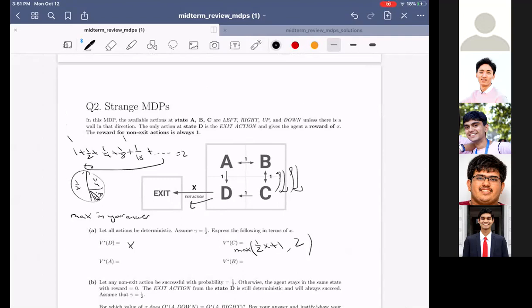And as a side note, in general, you can get the sum for these by doing 1 over 1 minus the ratio. In this case, the ratio is 1/2 because every term is 1/2 times the other one. Can we leave it as 1 plus 0.5 value of B? I'm going to say no.